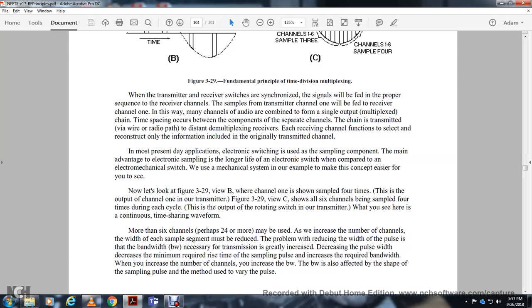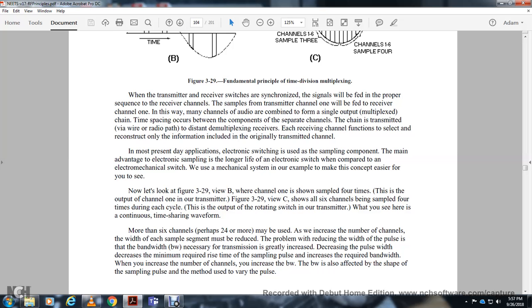With more than 6 channels, say 24 or more, as you increase the number of channels, the width of each segment must be reduced. The problem with reducing the width of the pulse is that the bandwidth necessary for the transmission generally increases greatly. The narrower the pulse width, the shorter the minimum required rise time of the sampling pulse, which increases the required bandwidth. When you increase the number of channels, you increase the bandwidth. The bandwidth is also affected by the shape of the sampling pulse.